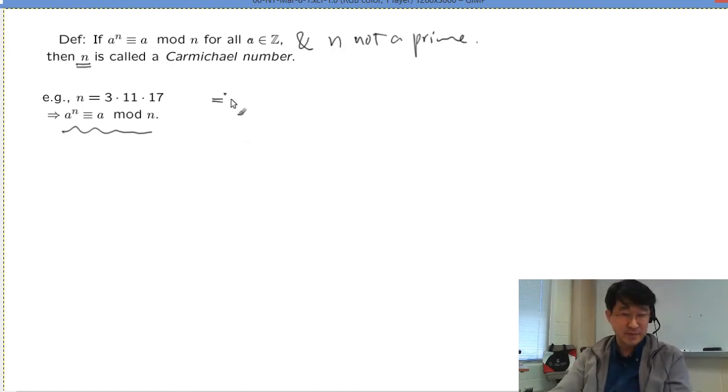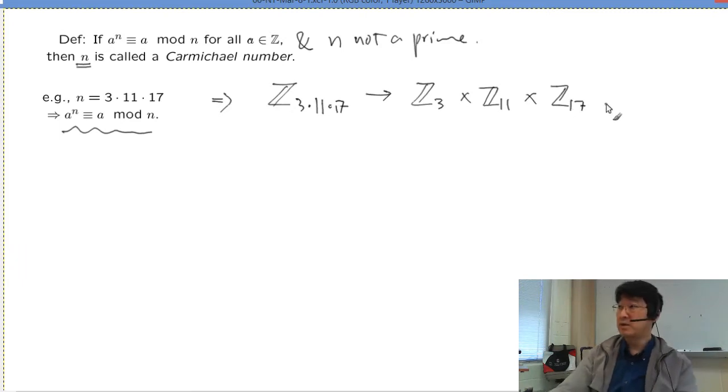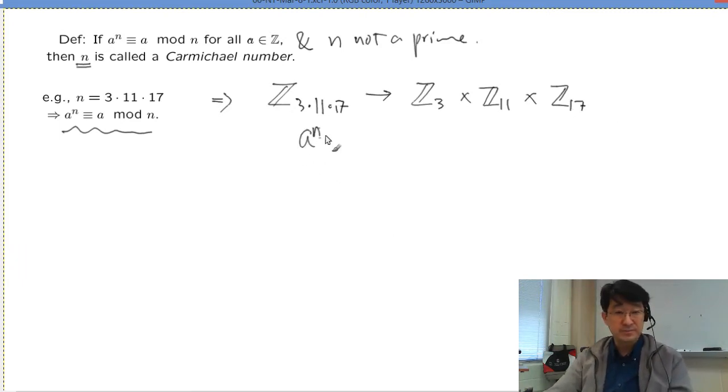Let's do that. Here I'm going to explain. Z mod 3 times 11 times 17 is the object, and we want the property in that world. But this is just too much, so we go to Z mod 3, Z mod 11, and Z mod 17. So we have a to the n, where n is 3 times 11 times 17, and we want to see if this is congruent to a in this world.